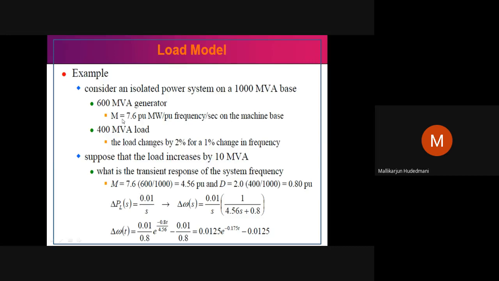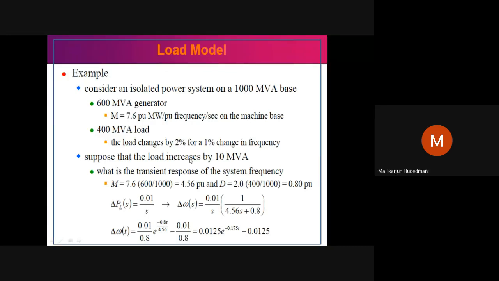Therefore, M is 7.6 pu megawatt per pu frequency in second. To get it into pu, how to do it? 7.6 into its machine base divided by the shifted base which I want. Convert this pu value of M first. Take division by 1000, that will shift it to the new base value pu. This is how M is converted to 4.56 pu on the base of 1000.